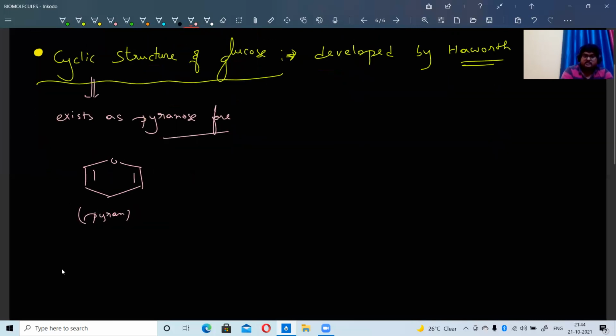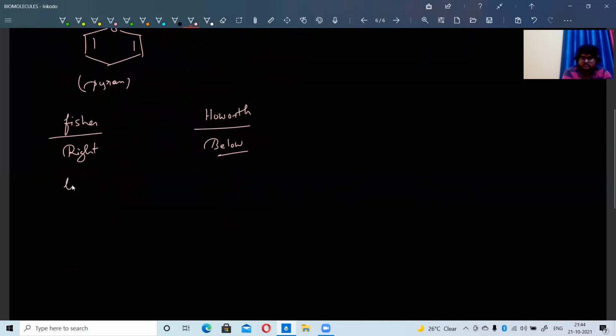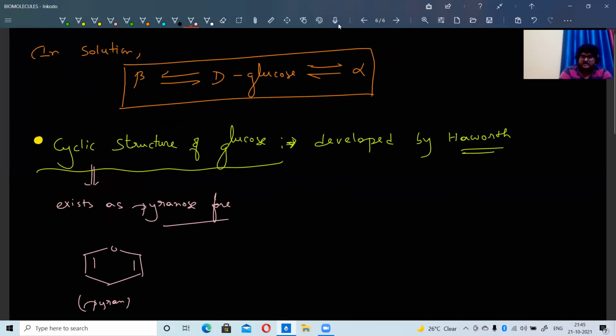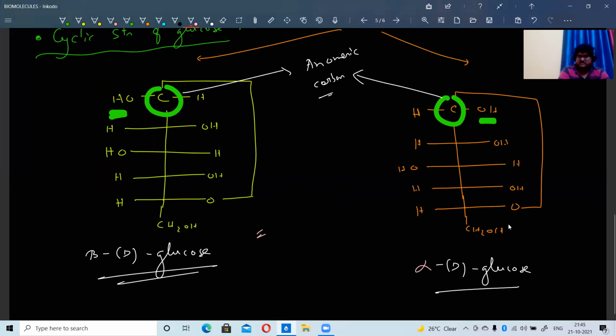Now remember one thing, for the pyran structure and the Fischer structure, if you draw the Fischer and Haworth structures, those groups which are on the right hand side in the Fischer structure, that means the open chain structure, exist below. Those groups which are on the left are actually above in the Haworth structure. So you have to check this in the Fischer projection. Now from the Fischer projection to the Haworth projection, how can you draw?